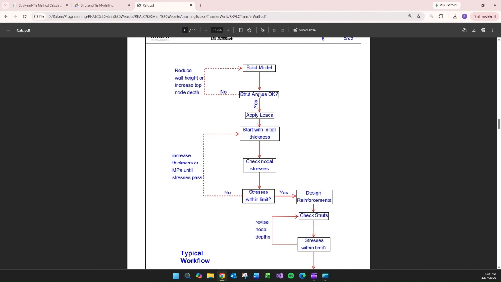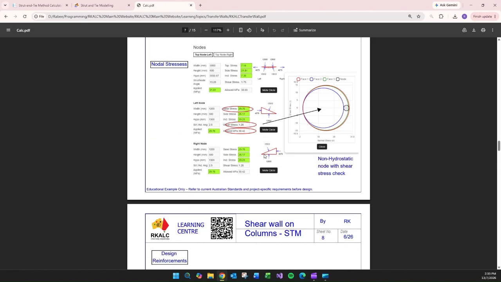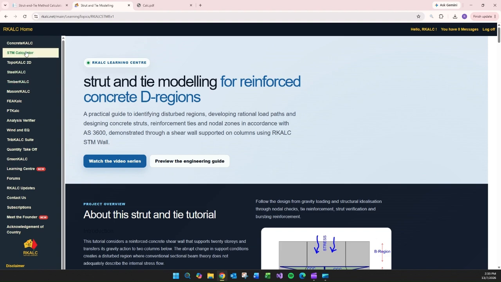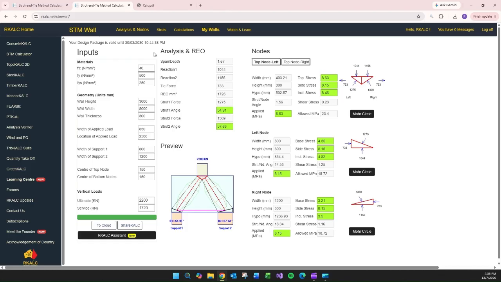You keep iterating until you get that, because the wall has a height of 20 stories. So you need to establish where is this disturbed region, essentially, or the D region. Then you apply the loads. Try with initial thickness, check nodal stresses. If they are within the limit, you keep going and design the reinforcement. Otherwise, you keep increasing the thickness, or maybe revise the MPa for the concrete. And then we'll show how we'll do that actually in our example. So going to STM calc there, go to wall, and then we just try with the 65 MPa, for example.